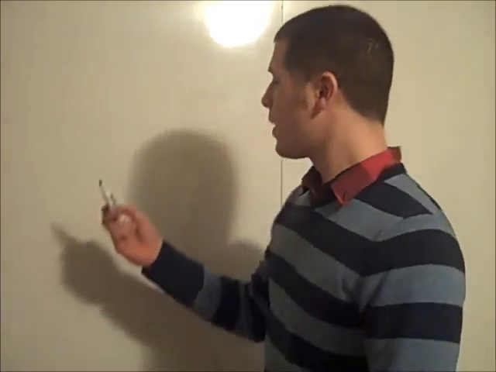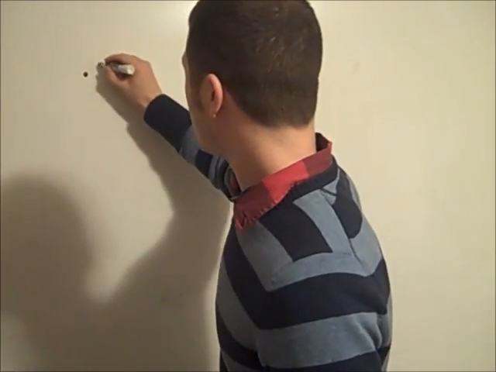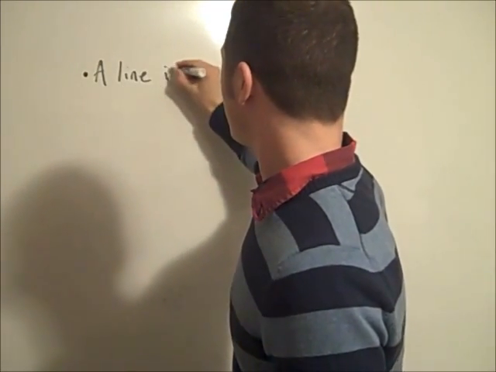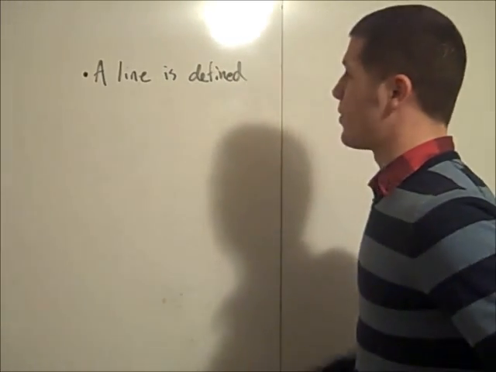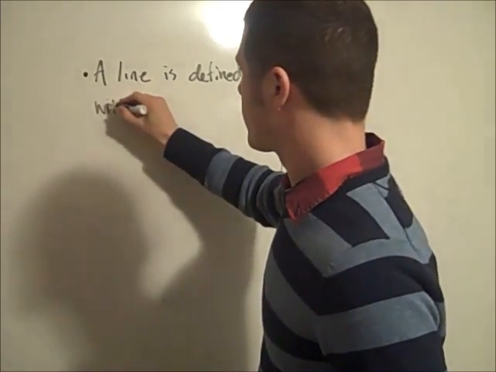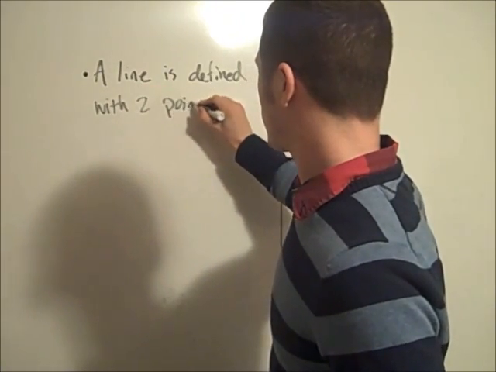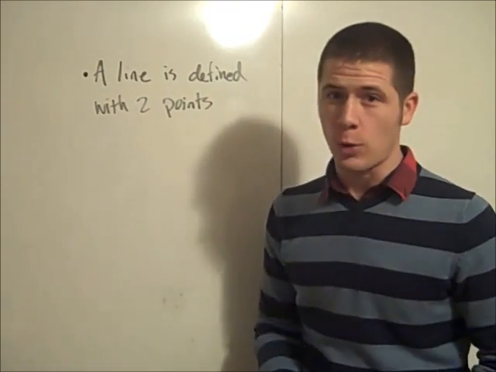This video will be a derivation of how we get the slope-intercept form of a line. There are two really important pieces to this. One of them is that a line is defined with 2 points. It takes 2 points to define a line.